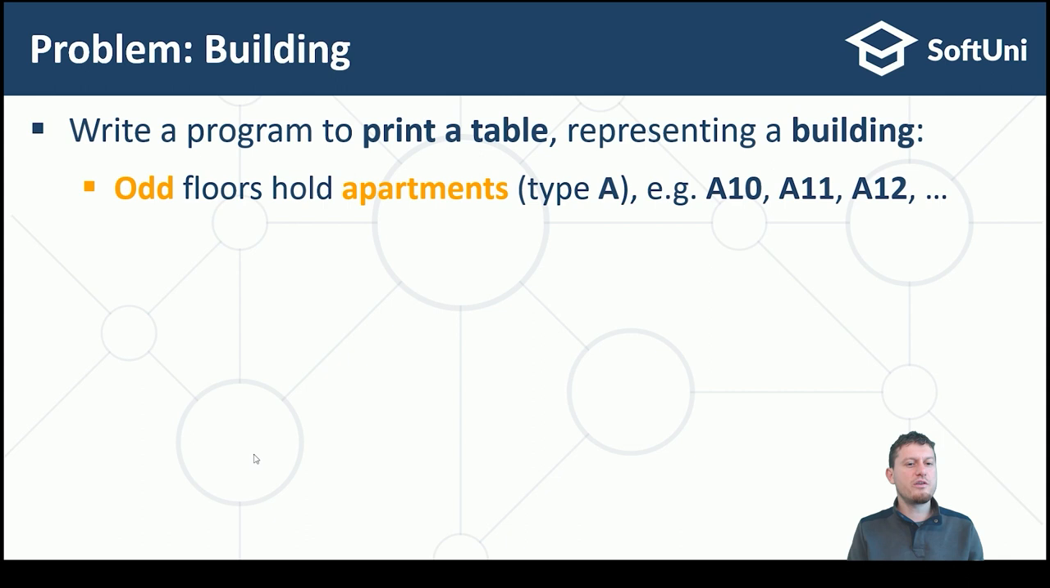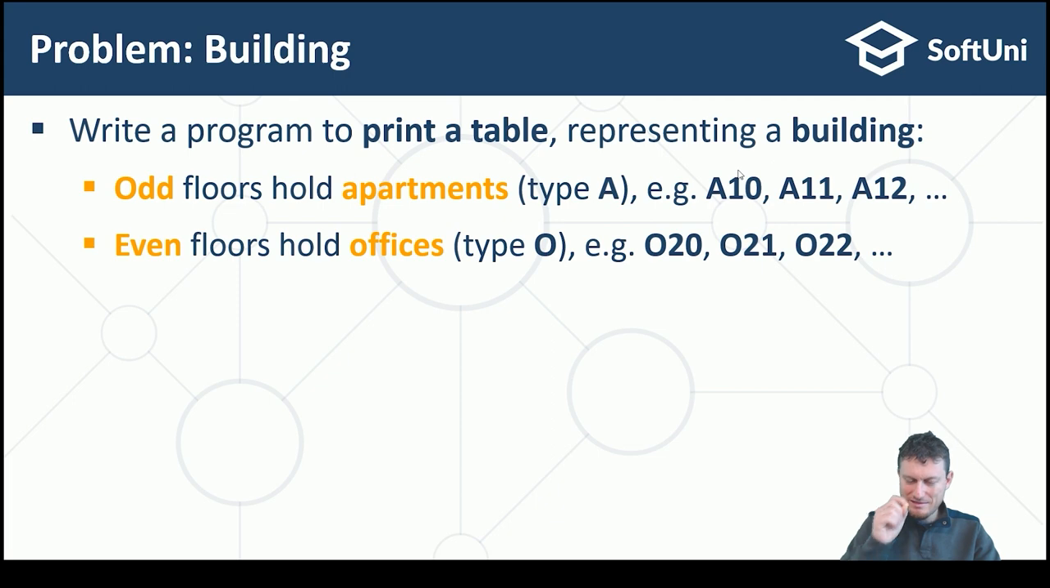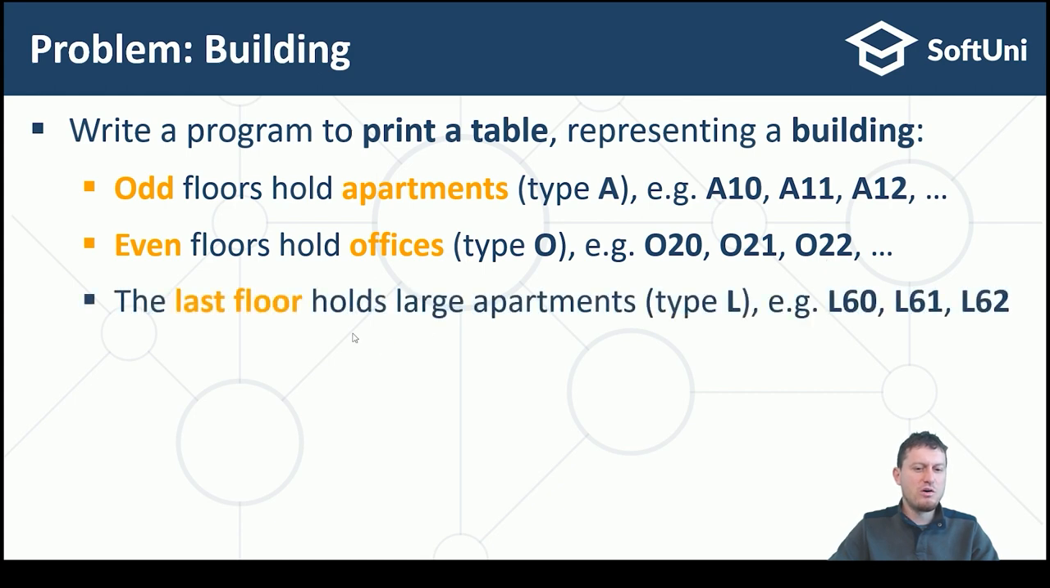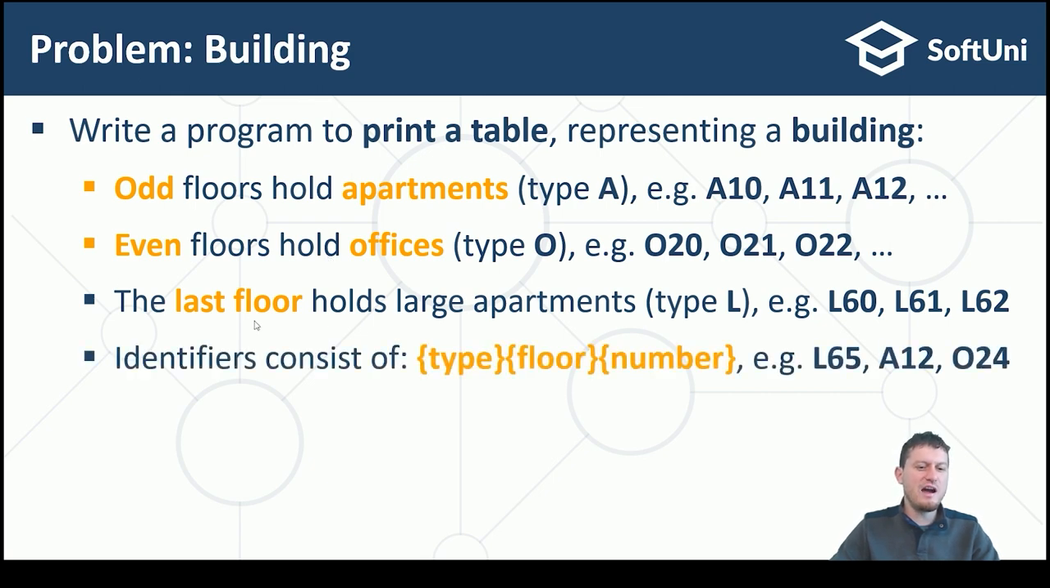The odd floors hold apartments which are numbered like this: A10, A11, A12, etc. They start with the letter A and they have two other digits. I will explain later. Even floors hold offices in a similar fashion, and the last floor holds large apartments, which are L60, L61, L62, etc. You will see the example. The identifiers consist of a type, which may be A for apartment, O for office, or L for large apartment, followed by the floor number, followed by the office or apartment number.